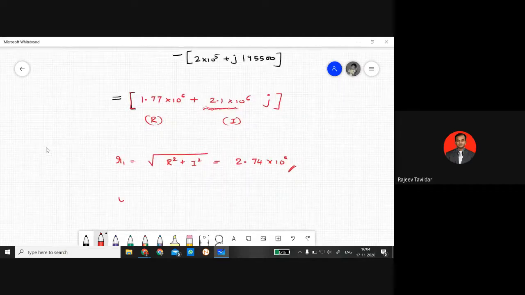Similarly, I also get theta 1 here. So it is tan inverse of 2.1 divided by 1.77. How much are you getting? 50.14. Close to 50, all right.